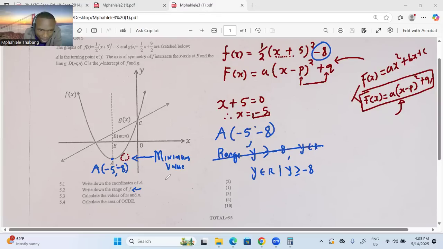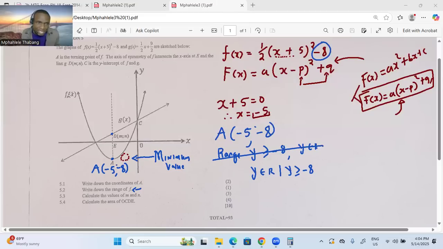So now they say calculate the values of m and n, or they are looking for the coordinates of D, which is m and n. I just went straight to answering the question. I did not read the information, which is what you must not do in the exam. So I will go back to the information and see what I might have missed. A is the turning point of F, which was easy to see. The axis of symmetry of F intersects the x-axis at E, and the line G passes through D, with coordinates m and n. C is the y-intercept of F and G.